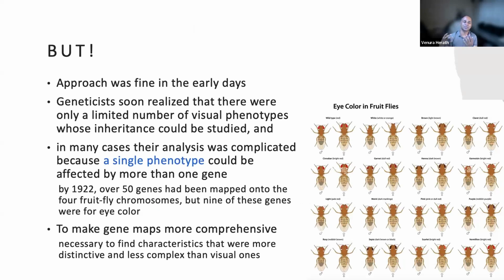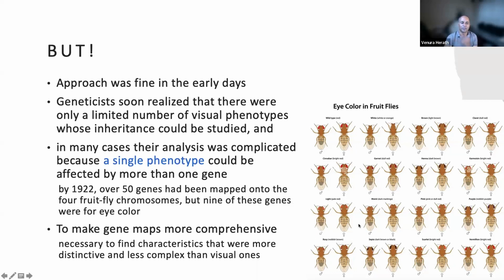Okay, and then sometimes things get very complicated, because a single phenotype can be shown by various different genes, like more than one gene. As an example, in 1922, a long time back, they identified that over 50 genes mapped to the fruit fly chromosome, but 9 out of 50 are responsible for eye color. So if you look at this diagram, I don't know whether you can read it, there are various different eye colors. So remember I told you, it's not very distinct, and so you can't basically link one to one.